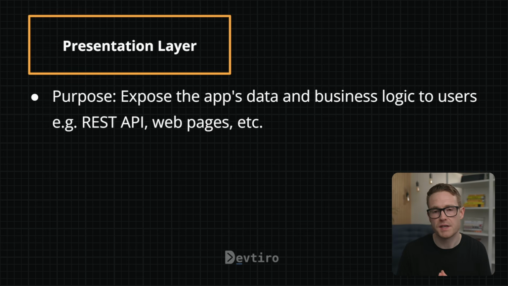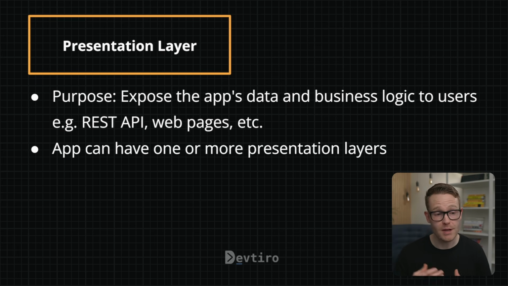And the purpose of the presentation layer is to expose the application's data and business logic to users. It can do that in a number of different ways, including REST APIs and web pages. In fact, it is possible for an application to have web pages and also expose a REST API. So you could think of it that an application could have more than one presentation layer, at least conceptually anyway.